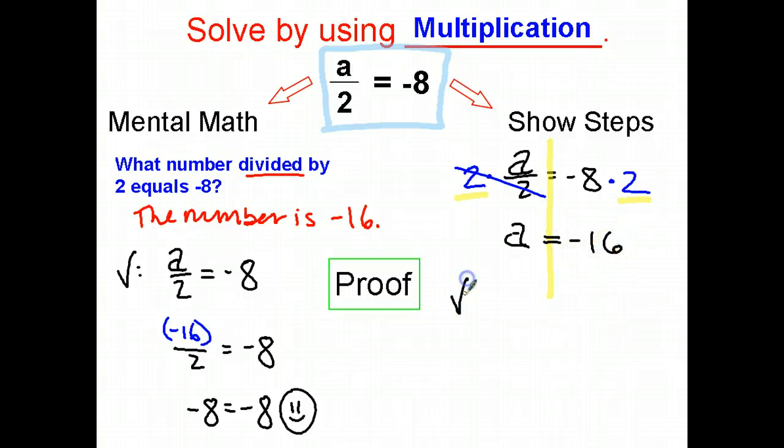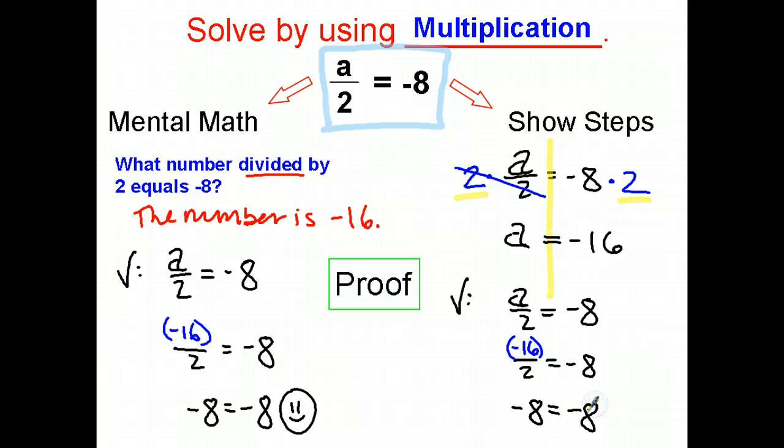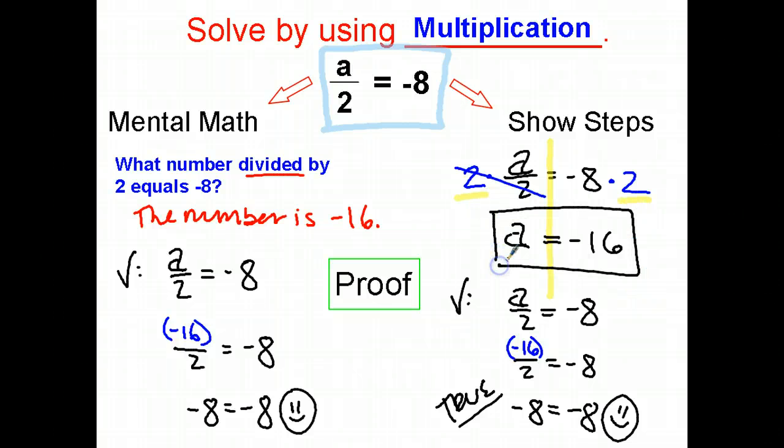And remember, we always need to check our answer. So we rewrite our original equation, a divided by 2 equals negative 8, and now we're going to substitute in our value for a. So notice I left a all by itself, goes right up here, negative 16. Negative 16 divided by 2 equals negative 8, and negative 8 once we evaluate both sides. And that gives us a smiley face of knowing that this is a true statement. And if it's a true statement, then that tells us that we got our correct solution.